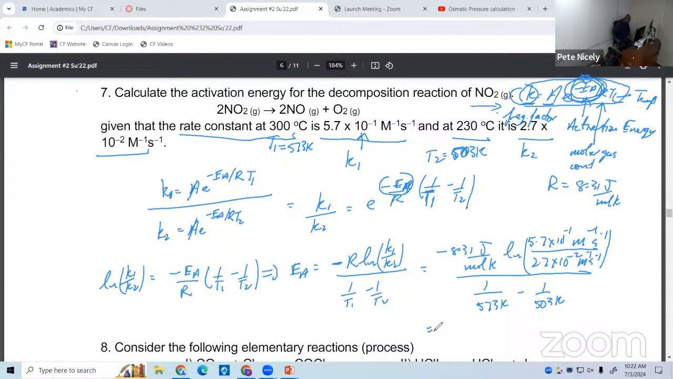And when I did that calculation, and again, please check to make sure I'm doing the right thing, I got 1.04 times, oh, by the way, Kelvin units will cancel out here and here. So it's 1.04 times 10 to the 5 joules per mole Kelvin. And that's how you do that one.